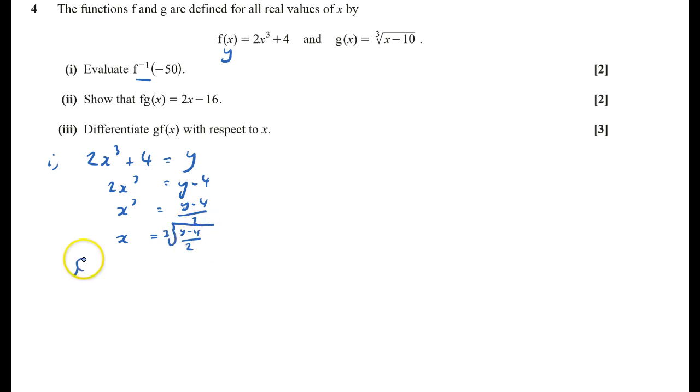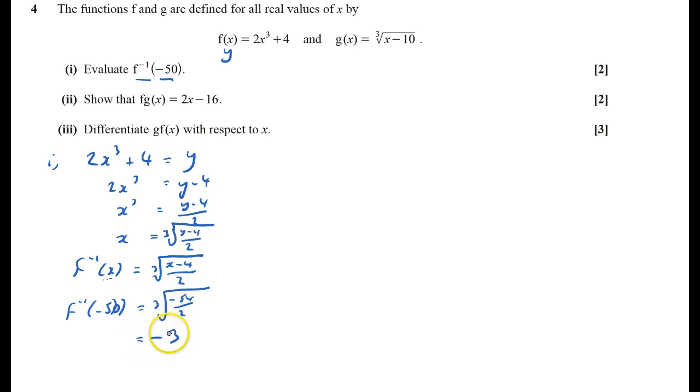So therefore I've got the inverse of x equals. Now I write it down without writing down the y, I write down x, because I want the function to be a function of x, and so it's the cube root of (x minus 4) over 2. And it says what happens when x is minus 50, and so f to the minus 1 of minus 50 equals the cube root of (minus 50 minus 4, which is minus 54) over 2. That's minus 27. Cube root of minus 27 is minus 3.